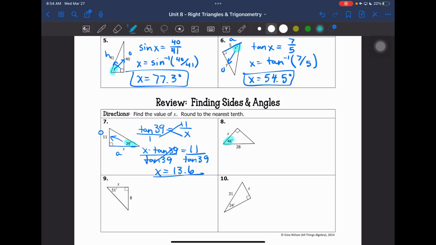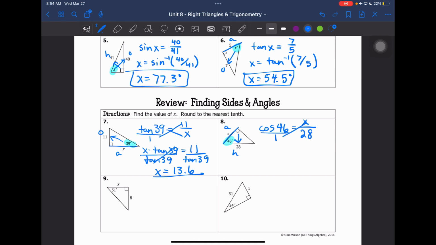Number 8, I need to figure out what I'm working with. I have a hypotenuse because this is across from my right angle. And then I have a leg. Because it's right next to my angle, that makes it the adjacent leg. So I am going to go ahead and use cosine here. And after that goes my angle measure. I don't know my adjacent, so I'm just going to put x. And my hypotenuse is 28.